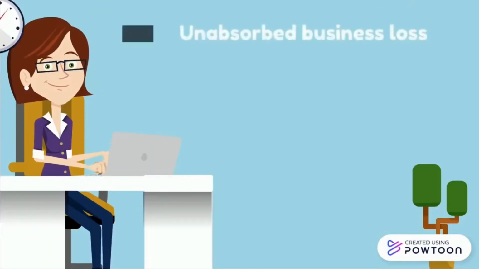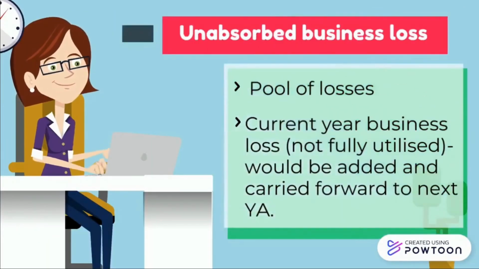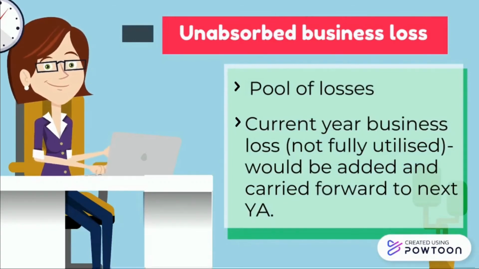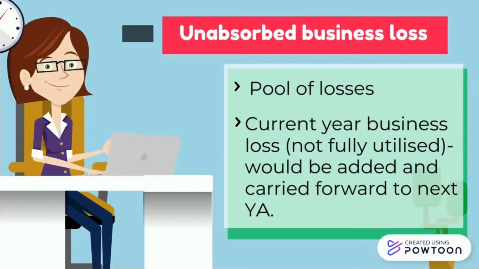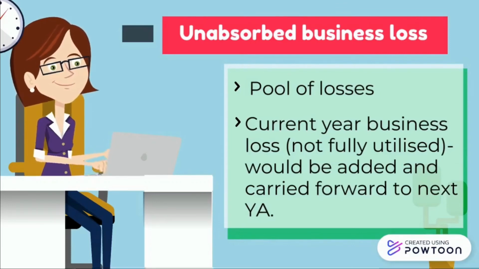The unabsorbed business loss needs to be deducted in order to compute the total aggregate income. The unabsorbed business loss is a pool of losses which consists of the aggregate of all business losses from prior years. So any current year business loss that cannot be fully utilized against the aggregate income will be added to the unabsorbed business loss and carried forward to the next year of assessment.